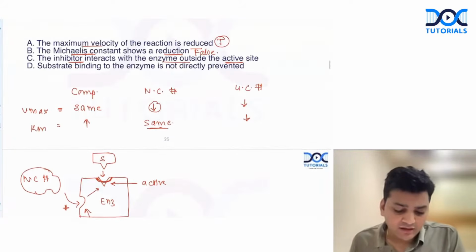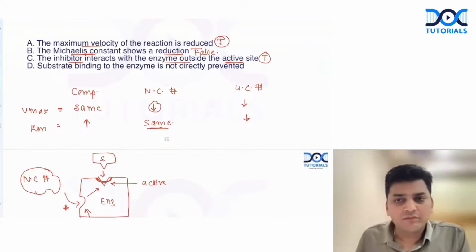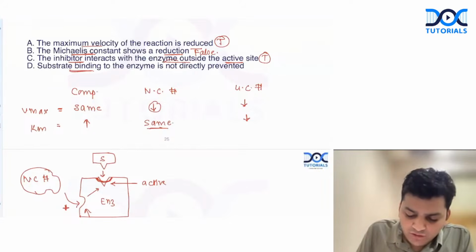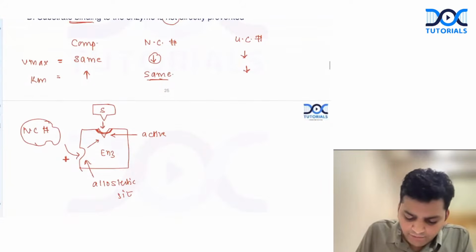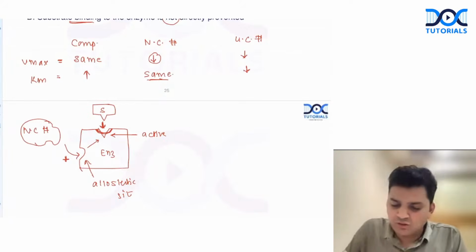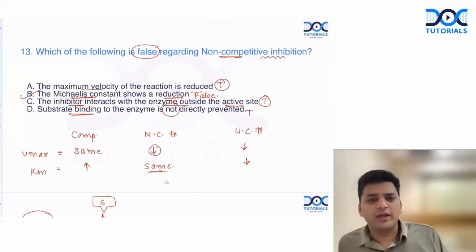So they're asking that the inhibitor interacts with the enzyme outside the active site. Yes, true. It is the allosteric site. The substrate binding to the enzyme is not directly prevented. Yes, it is not directly preventing. The non-competitive inhibition is not directly preventing that. It is also a true statement. So what is the false? That Km is going to be reduced? No, Km is going to be same.